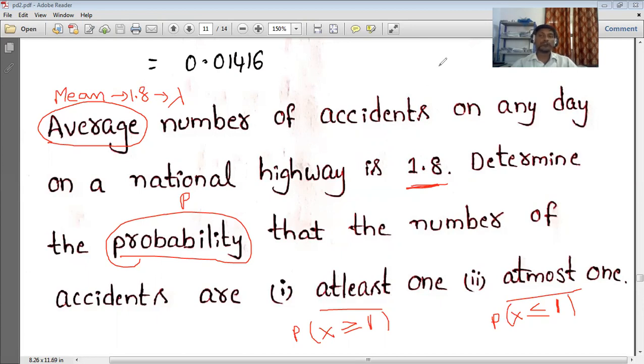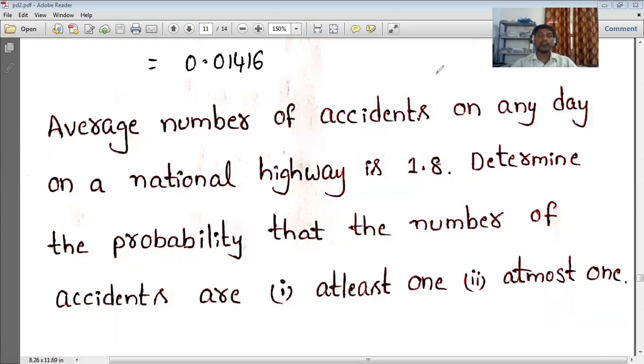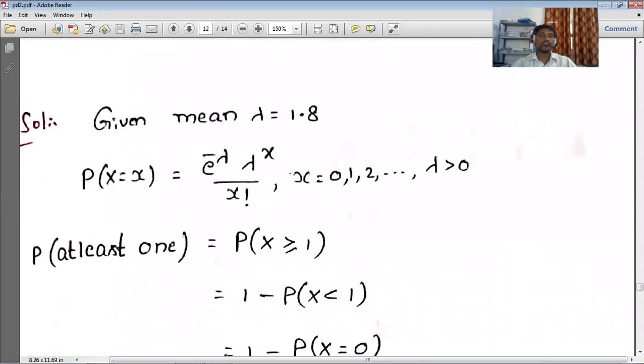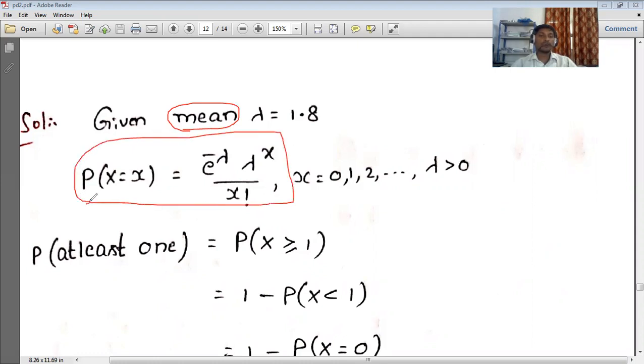And next, formula substitution, nothing in that. At least one is nothing but greater than or equal to 1, and at most one is nothing but less than or equal to 1. So those things only we substituted here. First, what they give: on an average the number of accidents on the national highway, lambda is equal to 1.8. That one we simply wrote here in place of average, mean. And next, by Poisson distribution, P of capital X is equal to small x is equal to e power minus lambda, lambda power x by x factorial, where x is from 0, 1 and so on, and lambda is greater than 0. First one, at least one.